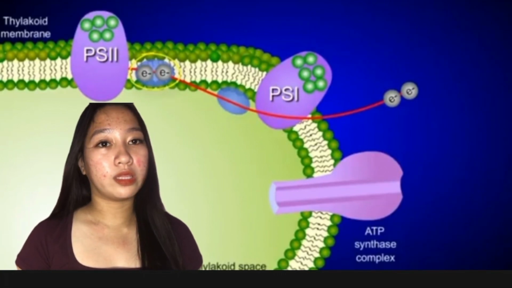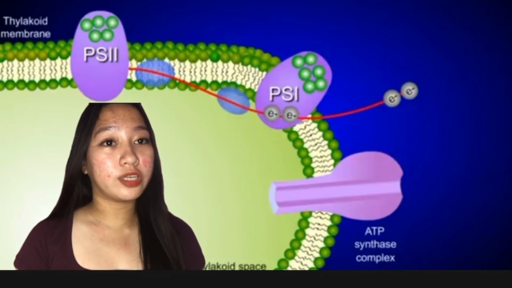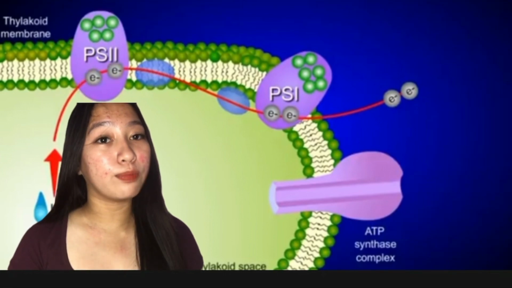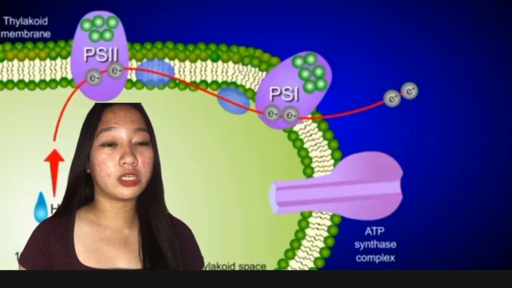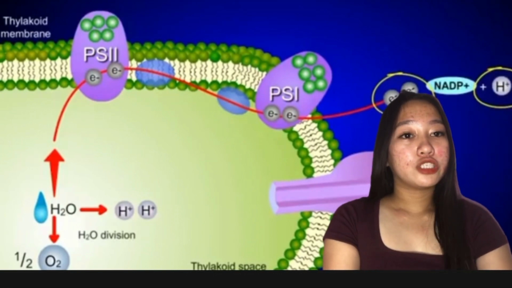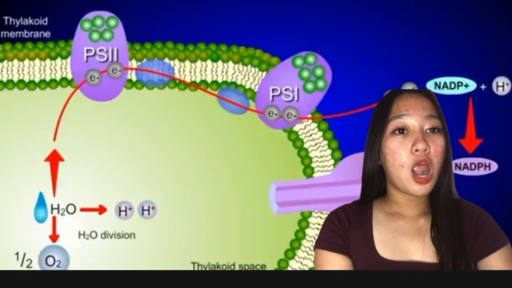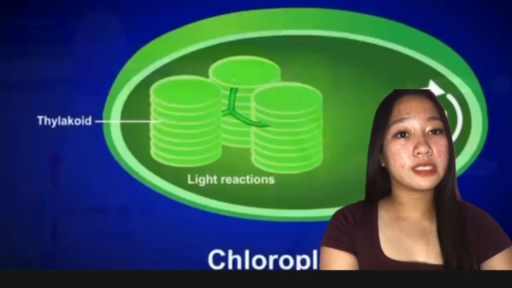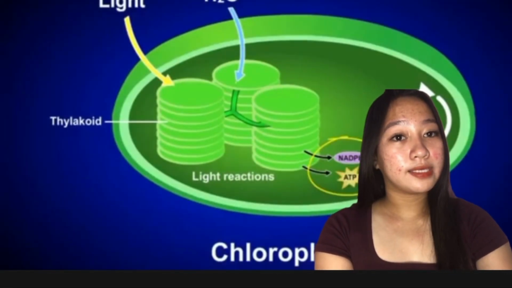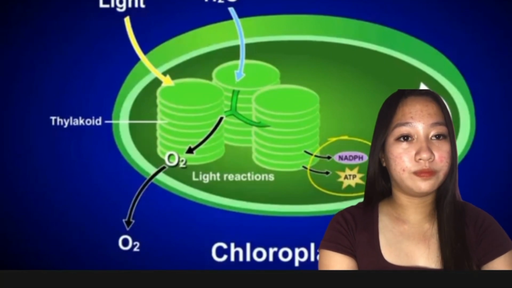Photosystem 1 absorbs additional light energy. The electrons again become energized, escaping photosystem 1 and moving down the second electron transport chain. Electrons from the electron transport chain adjacent to photosystem 2 replace those from photosystem 1, and again, water is split to replace the electrons that have moved from photosystem 2.